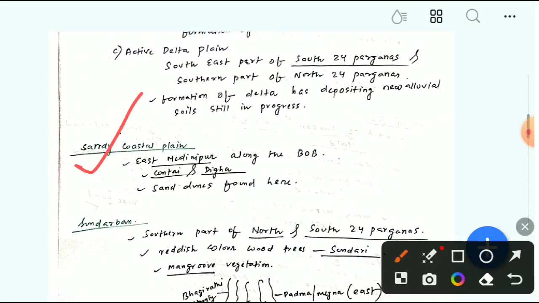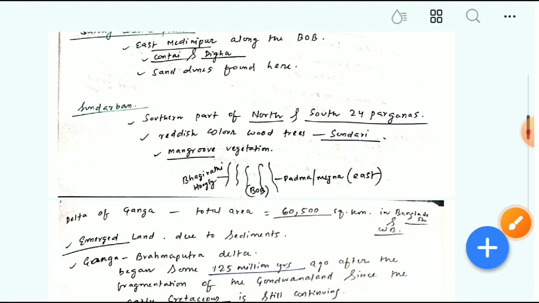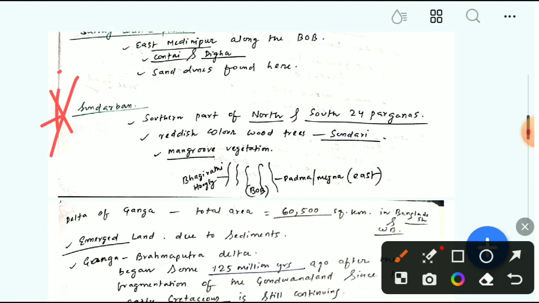Next is sandy coastal plain. Sandy coastal plain, if you see, it is in East Medinipur along the Bay of Bengal, and in Kontai and Digha regions, and sand dunes are found here. Sundarban, next important point is Sundarban, which is very important in every exam. Questions will appear from here.